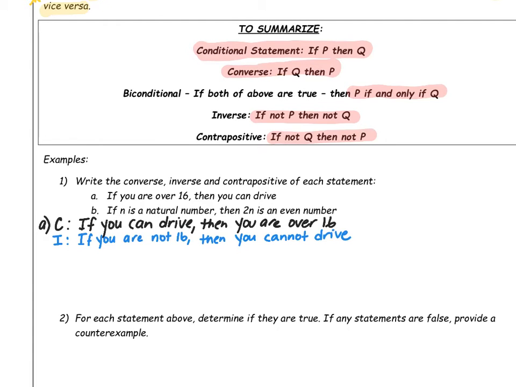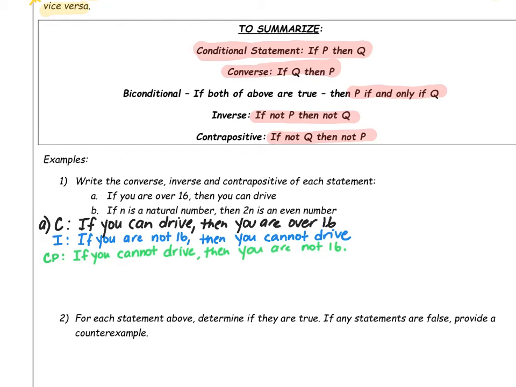Right, we're negating them both. And then the last one is the contrapositive. So the contrapositive says that we are going to negate the converse. So basically taking what we have here and negating that. So if you cannot drive, then you are not 16.